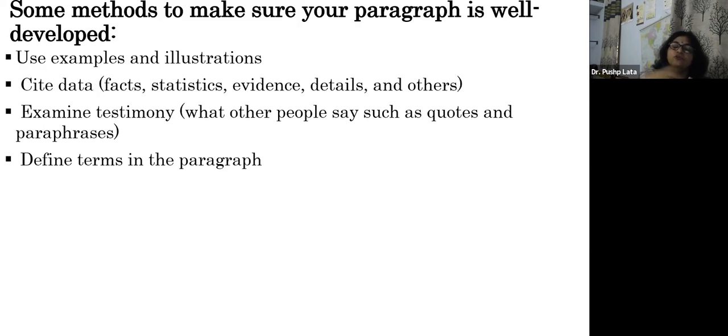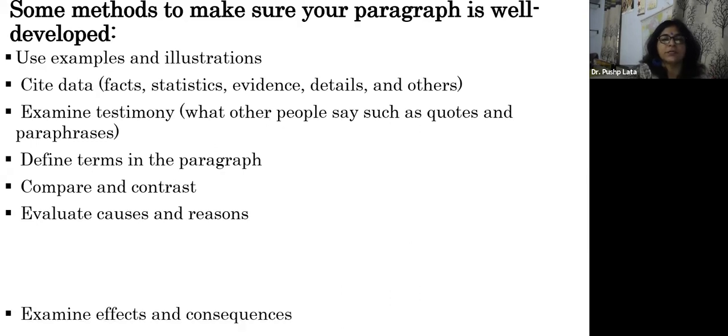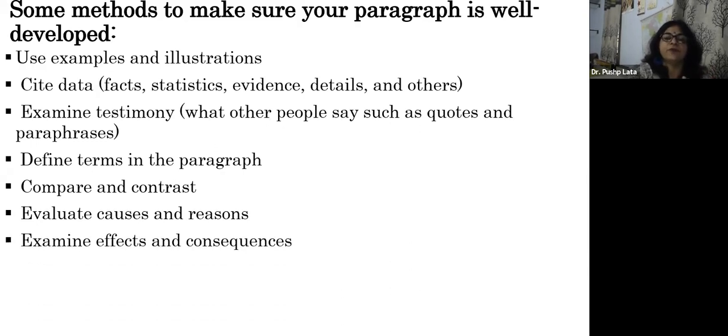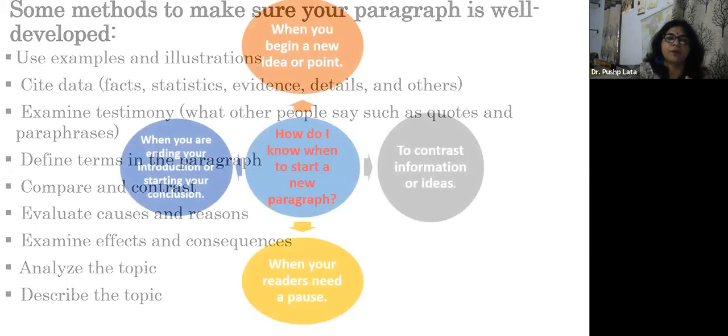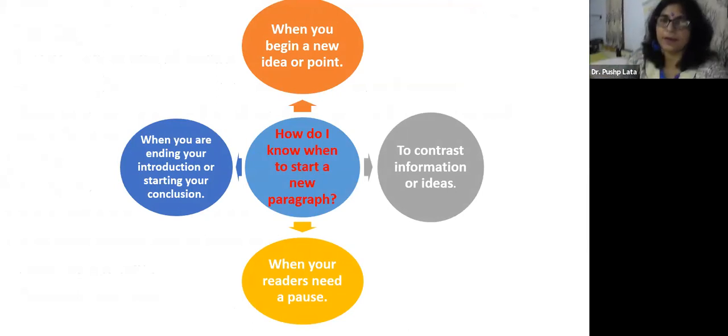It is said that you should have proper introducers, then you need to have developers where you can use testimonies, examples, definitions, etc. And then you should have terminators so that your paragraph ends smoothly, and then you can have the next paragraph. You can use compare and contrast, you can evaluate the causes and the reasons, you can examine the effects and the consequences, and you can analyze the topic, you can describe the topic. So this is how you can look at the construction of the paragraph.